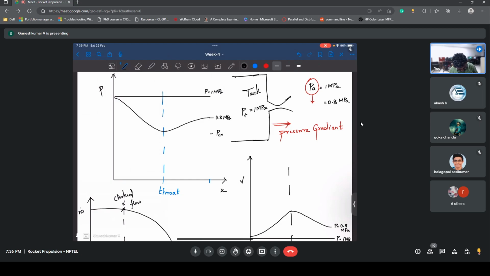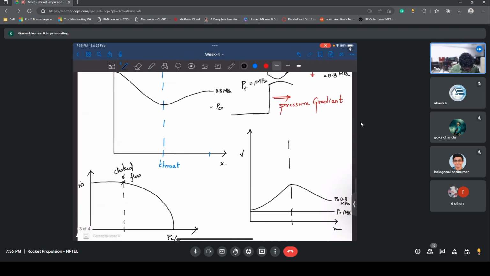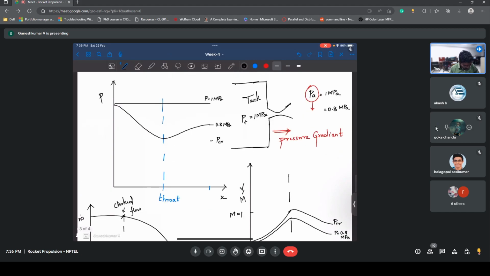At that point, what happens is, we will see, let's say this can be velocity or Mach number. It can go and reach some point where the Mach number equals 1, and then it reduces and goes up. So this pressure is something called critical pressure. This is the pressure gradient you need to establish Mach number 1 at the throat.